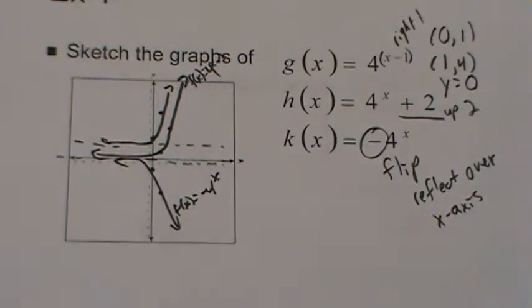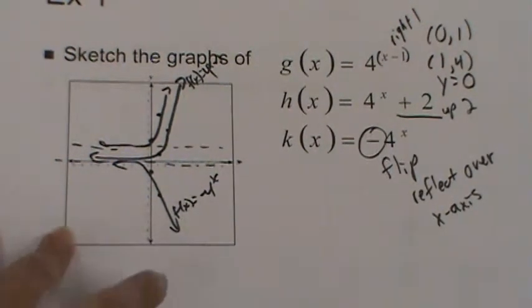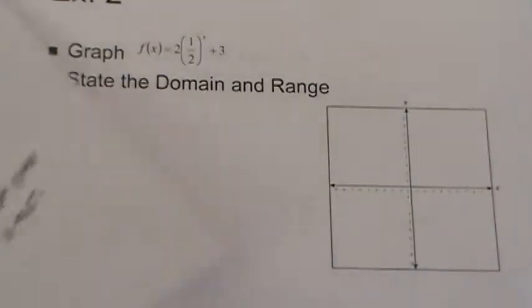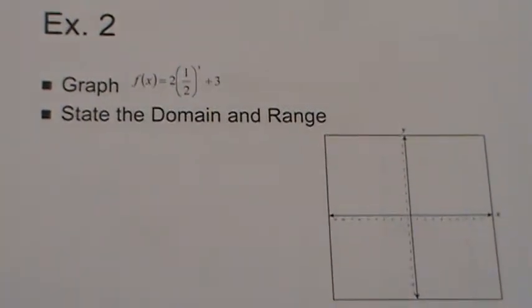So those are different things that each of the numbers in the equation do to the graph. Now what we're going to do is take several different graphs and try to graph them and then find domain and range. So here is example 2.